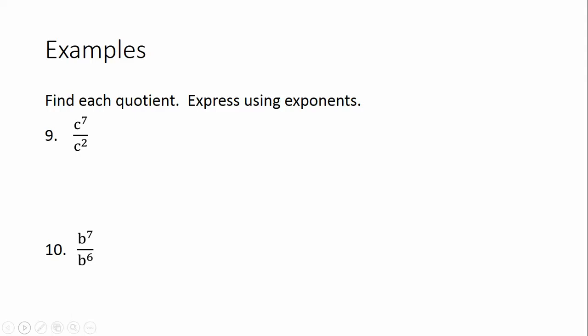Again, you can do the same thing with variables. C to the 7th over C squared is C to the 5th. The 5 comes from 7 minus 2. And B to the 7th over B to the 6th is B to the 1st, or you can just say B. Remember that a variable without an exponent has an implied 1.